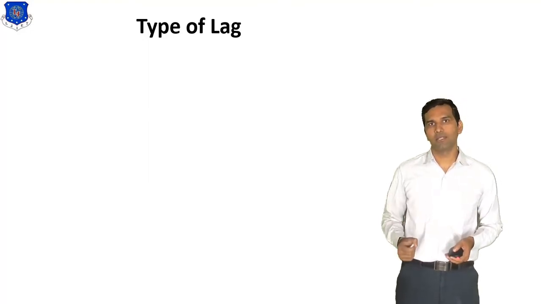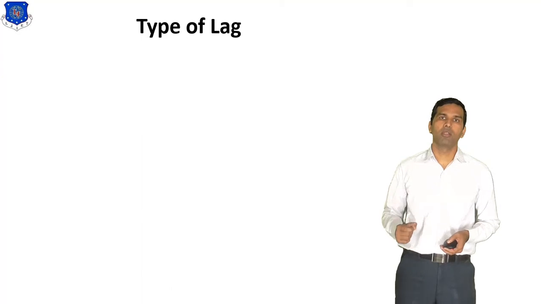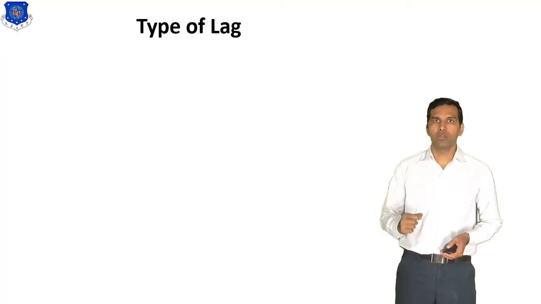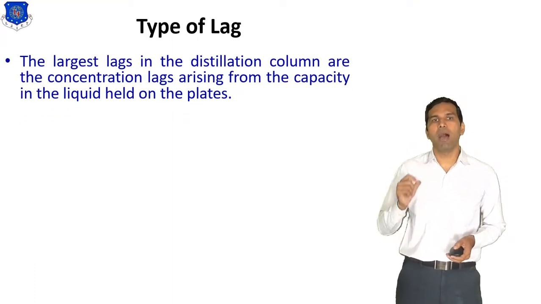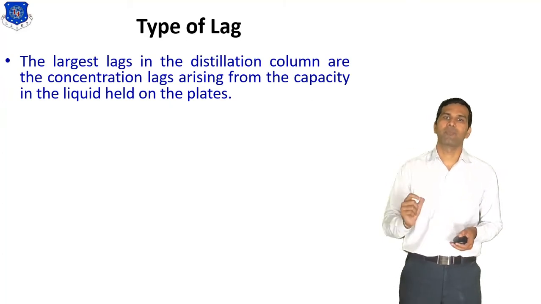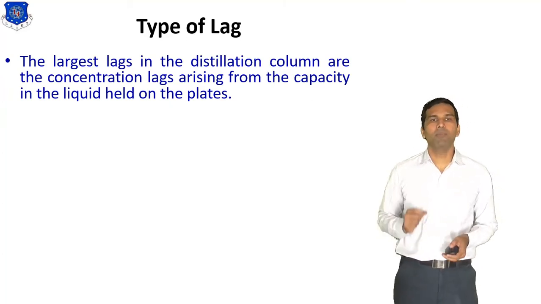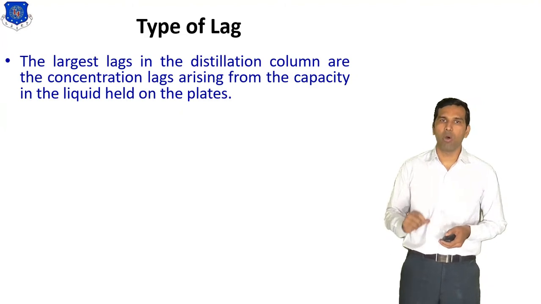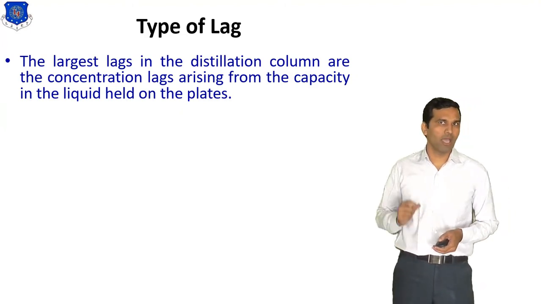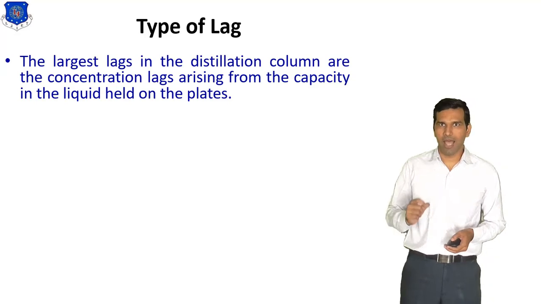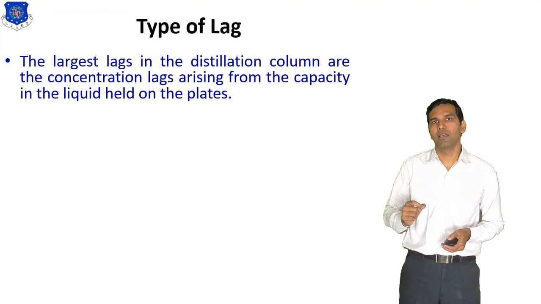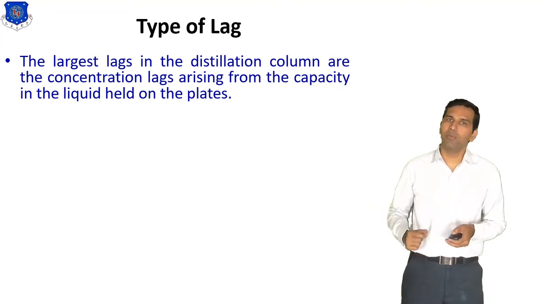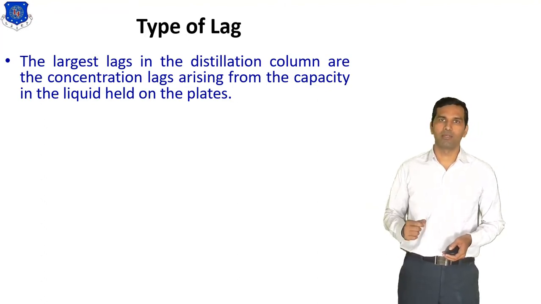Which lags are produced in the distillation column is what we discuss here. First of all, the types of lags. The largest lag in the distillation column is the concentration lag, which arises from the capacity in the liquid held on the plate.